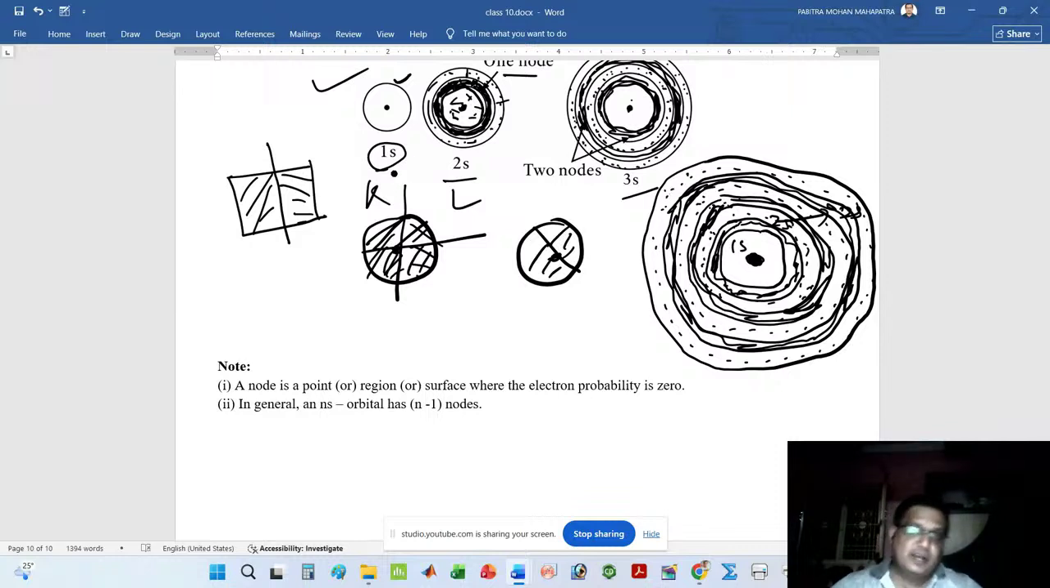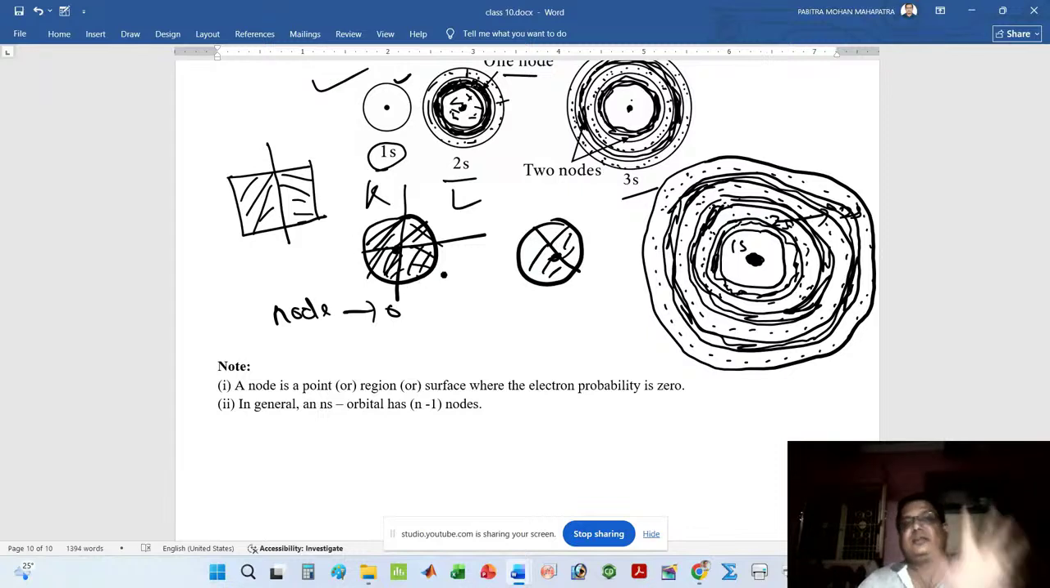Look at that. If you think about the 1s orbital, the number of nodes is what? 0. There is no node. There is no gap. There is no space. There is no point where you are unable to find any electron. Here there is no space where the probability of electron is 0. Next, the 2s. Here this is the node. One node is present.